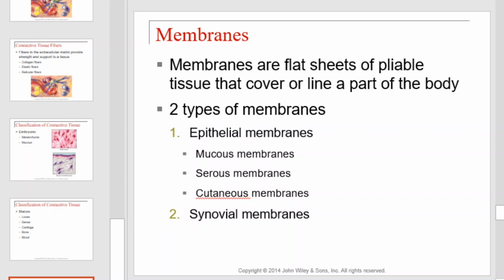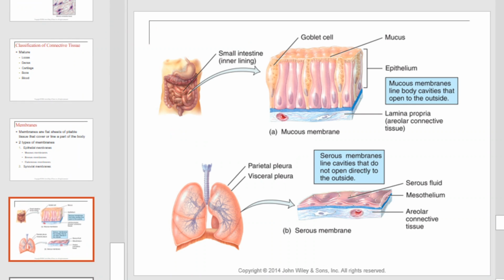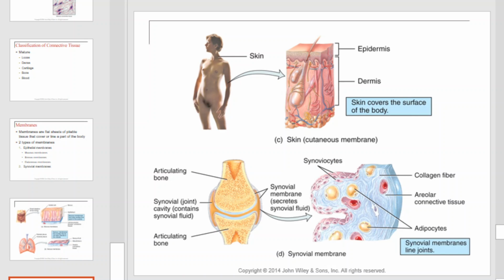Membranes. Membranes are flat sheets of pliable tissue that cover or line a part of the body. There are two types of membranes: epithelial and synovial. Epithelial membranes include your mucous membranes, serous membranes, and cutaneous membranes. This is a simplified diagram illustrating the mucous membranes and serous membranes. Here we have your synovial and cutaneous membranes.